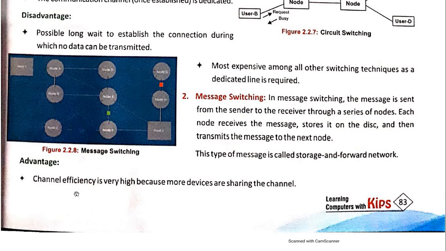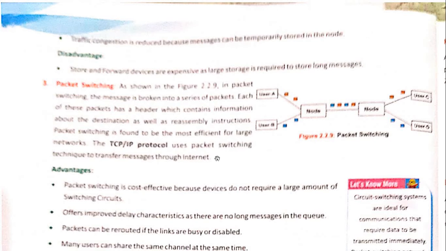Now what are the advantages? Channel efficiency is very high in this type of network, message switching. What is a channel? Channels are the paths, meaning the wire or the wave, like Bluetooth, infrared. These are the waves through which signals travel, called channels. So channels work very effectively, meaning they work very fast.